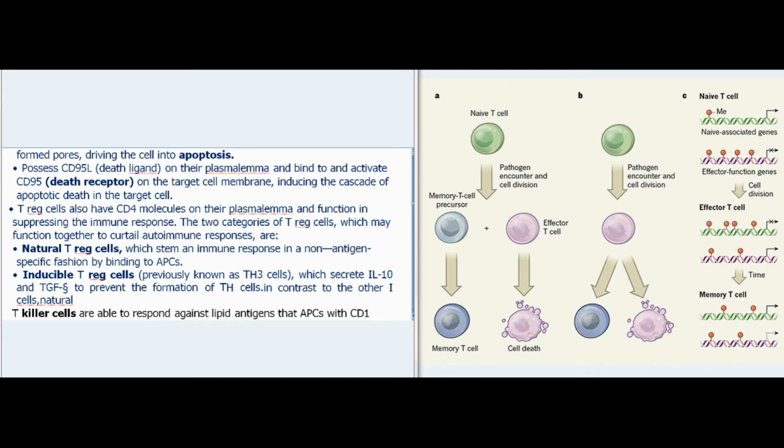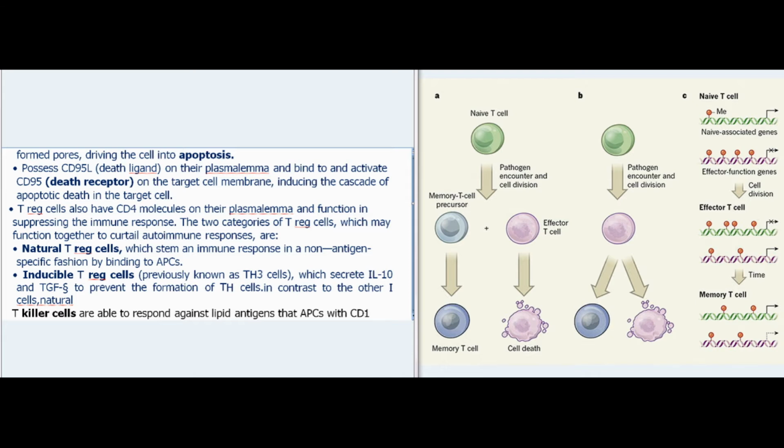Treg cells also have CD4 molecules on their plasmalemma and function in suppressing the immune response. The two categories of Treg cells, which may function together to curtail autoimmune responses, are natural Treg cells, which stem an immune response in a non-antigen specific fashion by binding to APCs, and inducible Treg cells, previously known as Th3 cells, which secrete IL-10 and TGF-beta to prevent the formation of Th cells.